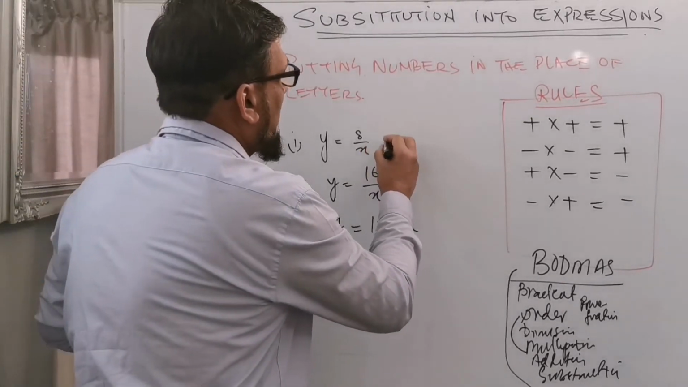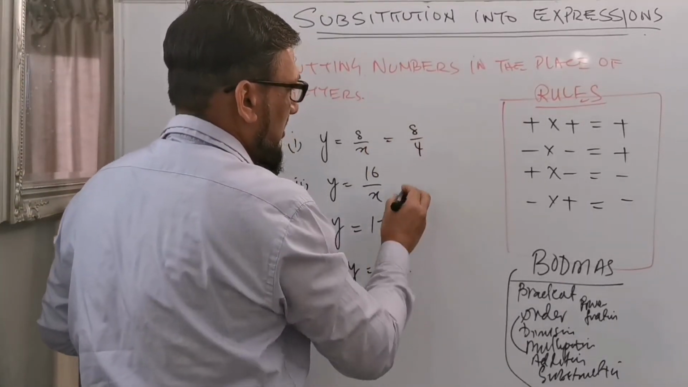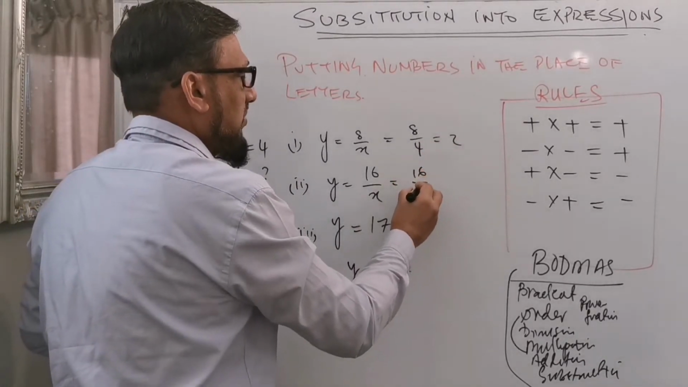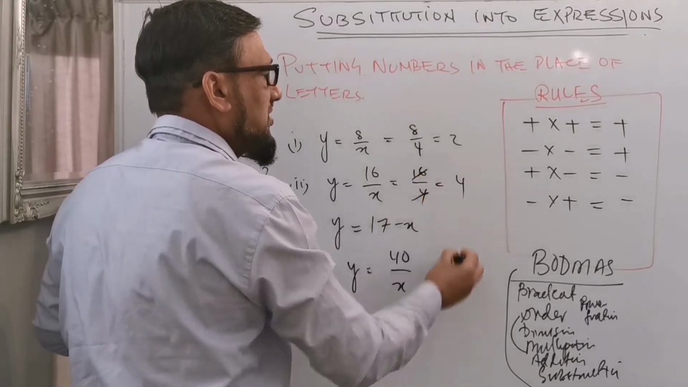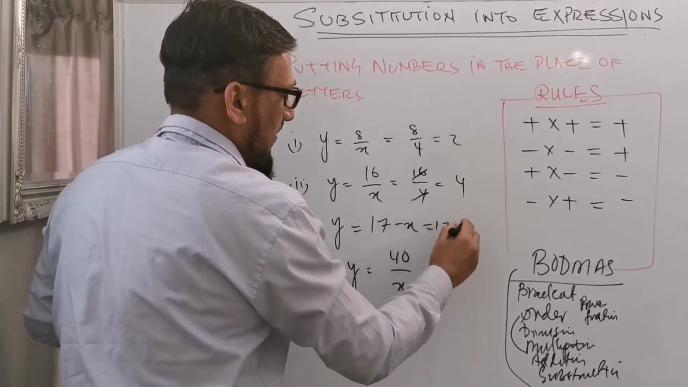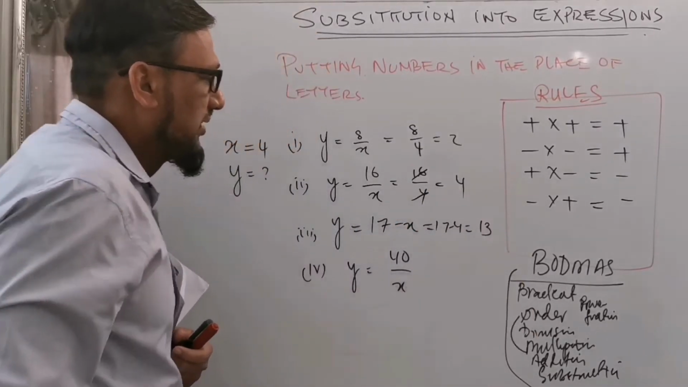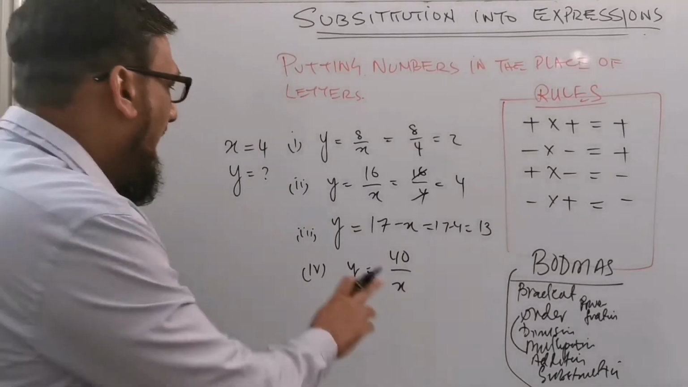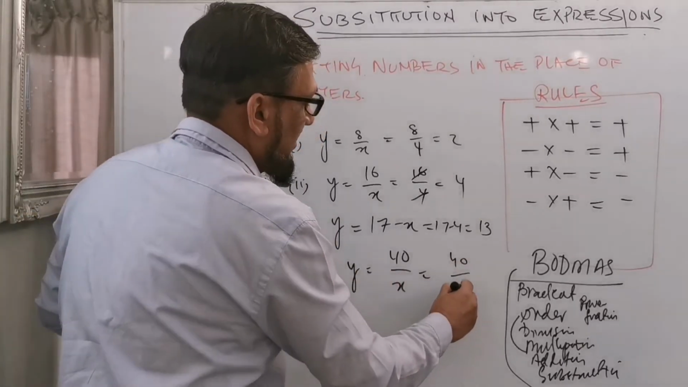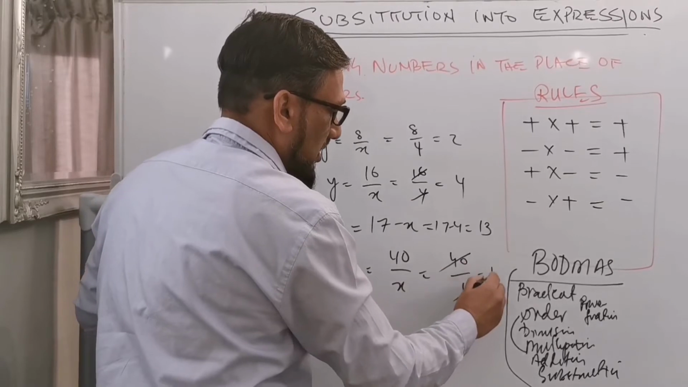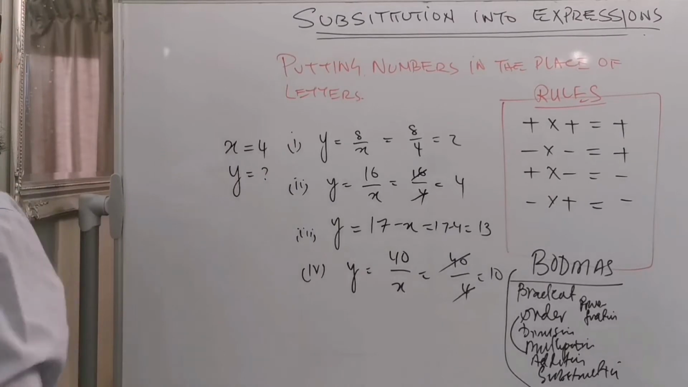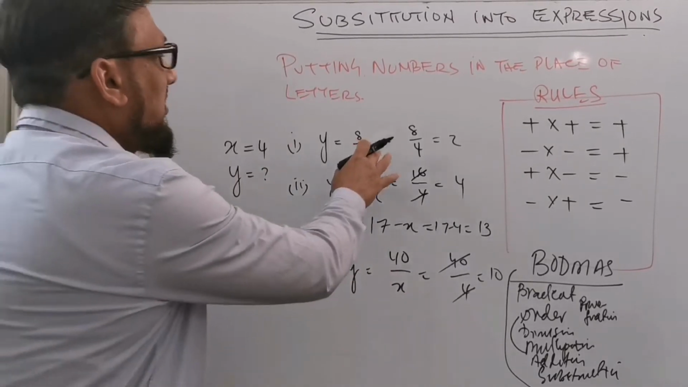So what you do is simply substitute the value of x, which is given in the question as 4. So it means 8 divided by 4, and the answer will be 2. The same with 16 divided by 4, and the answer is very simple, 4. 17 take away 4, the answer is 13. And 40 divided by the value of x, which is 4. So we are substituting the value given in the question into this expression.